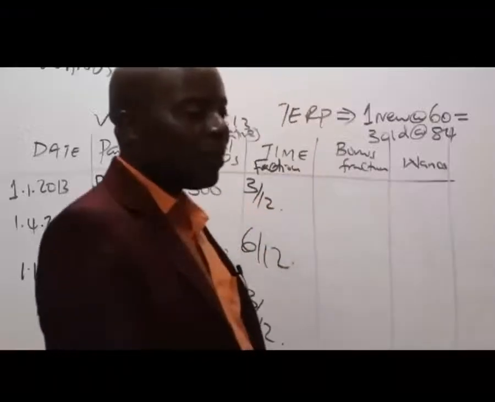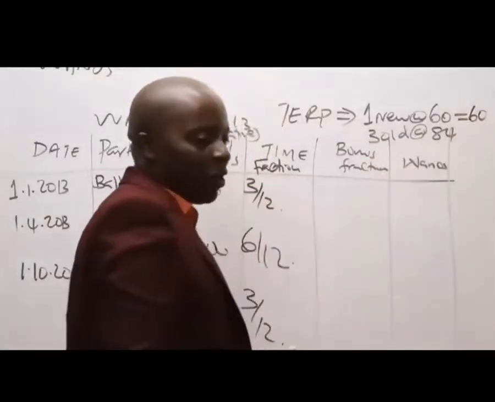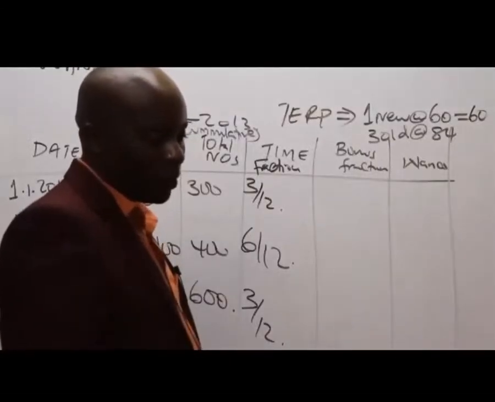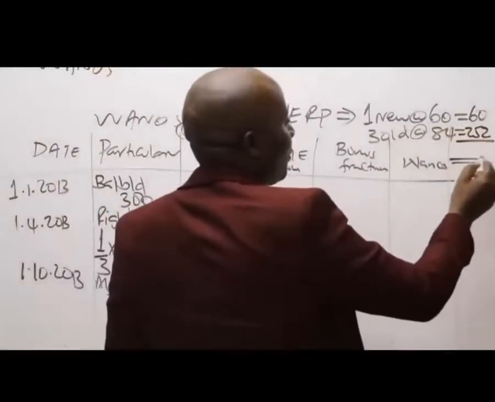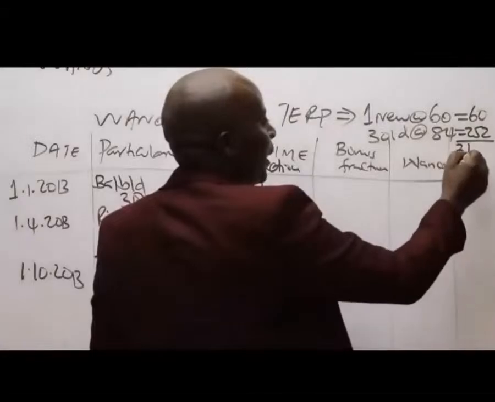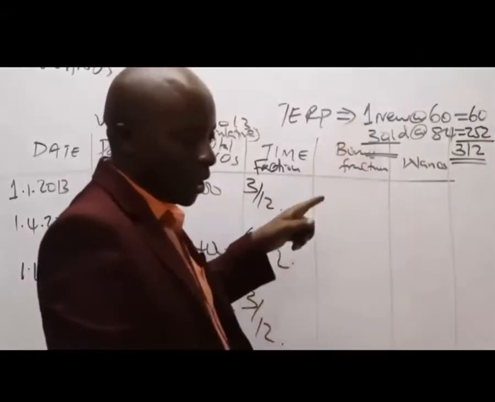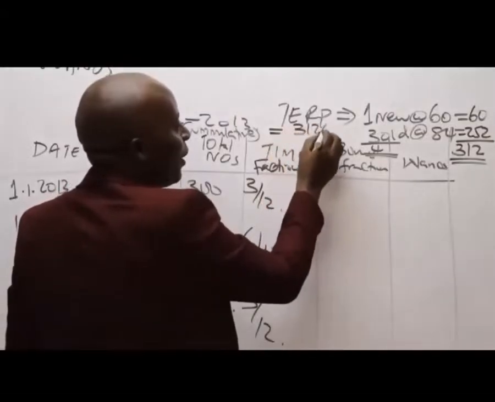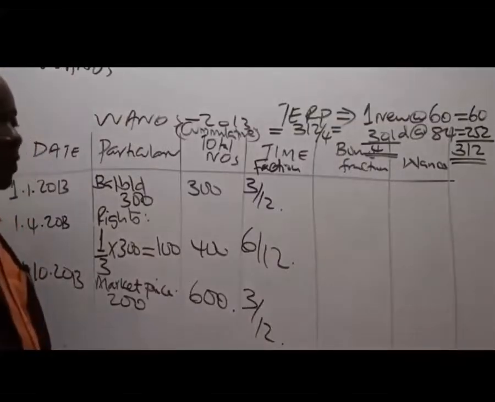Thank you so much. So could you kindly give me this figure? 1 times 60 gives me 60. 3 times 84 gives me how much? 252, thank you very much. So total gives me how much? 312. And this 312 is for how many shares? 4 shares. Therefore the TERP will be 312 divided by 4, which gives me 78.